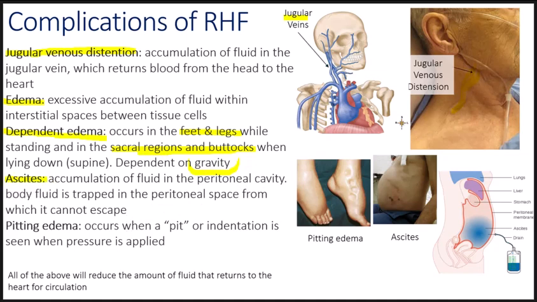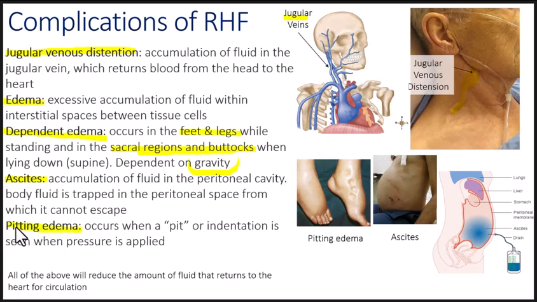Ascites, this is a term that will come up in the digestive disorders lecture, but this is accumulation of fluid within the peritoneal cavity. So that's within the abdomen. So fluid that builds up in the abdomen is referred to as ascites. It can actually give somebody a pregnant belly appearance, whether they're male or female.